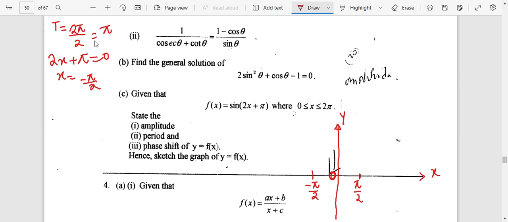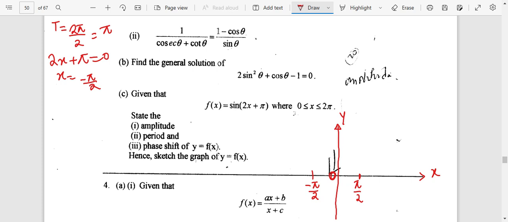The period will tell you the duration. For example, my journey is taking 3 hours. The phase shift is telling you I'm starting at 12 hours. So I'm starting at 12 hours, my journey takes 3 hours. What time am I going to reach? So that will tell you what time you're going to reach.